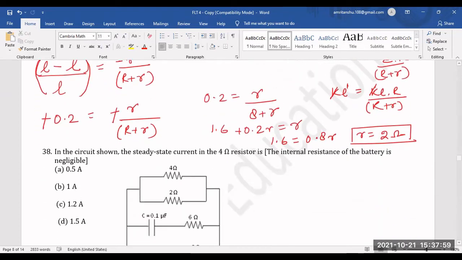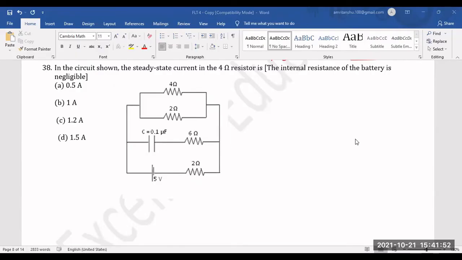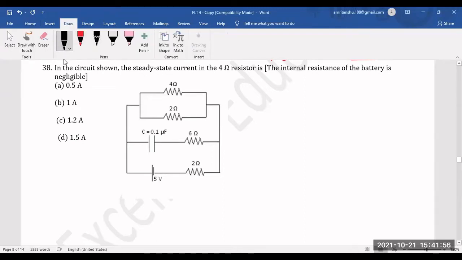Moving on to the next question. So in this question, question number 38, let us discuss it. We are given a capacitor. Whenever a capacitor is given, no current flows through this branch. Current will never ever enter this branch if a capacitor is put. So the whole of the current I will go here and it will come out here like that.